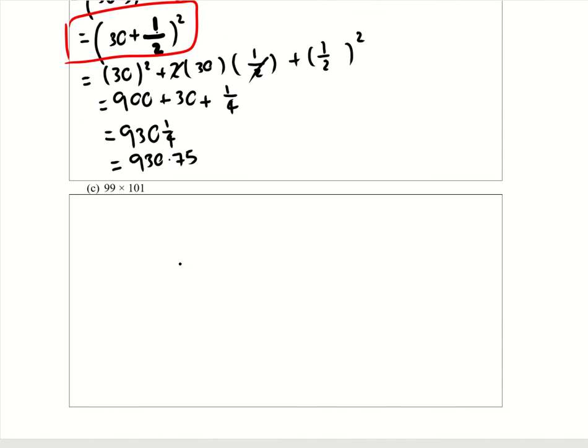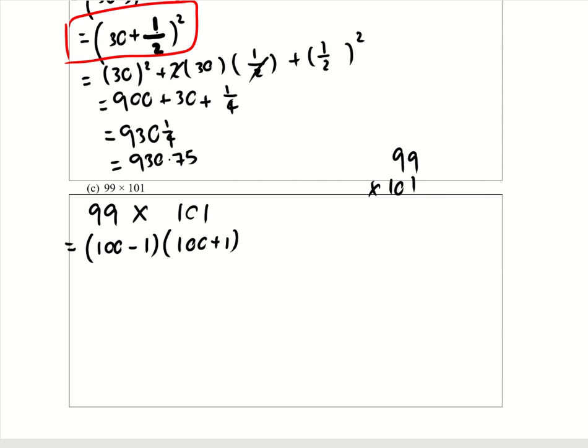I have 99 times 101. Again, although they are integers, 99 times 101 is so tedious to do. But you realize that the nearest number to both 99 and 101 is 100. So you realize that 99 multiplied by 101 is simply 100 minus 1 and 100 plus 1. And this is simply the form of your a minus b, a plus b. And remember, a minus b, a plus b is simply a squared minus b squared. Even easier to calculate.